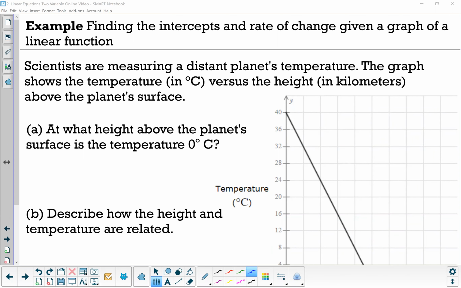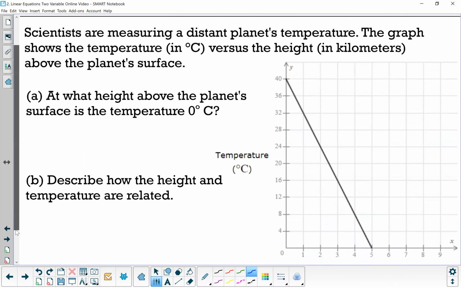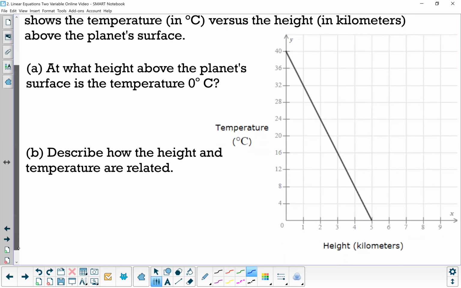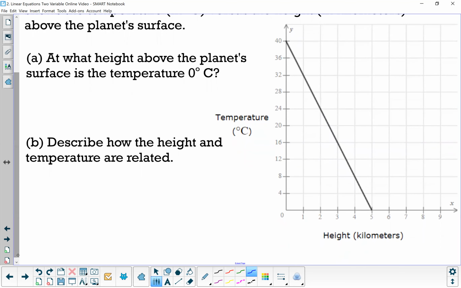All right, so previously we did some graphing and we know there's certain characteristics that we should understand when we're graphing lines. So let's take a look at this example we have here, which says, scientists are measuring a distant planet's temperature. The graph shows the temperature in degrees Celsius versus the height in kilometers above the planet's surface. So the graph and reference is on the right here. And just by looking at it, we should understand a few things.